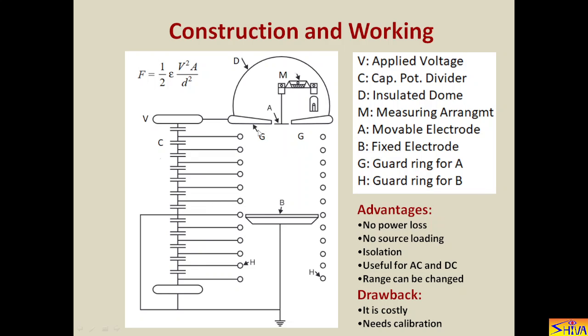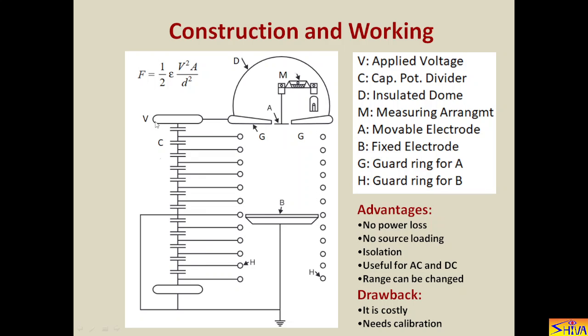Now G is guard ring, which is used to make electric field uniform around this movable plate. These are also guard rings, that is H, which are used to make electric field distribution uniform for these fixed plates. Now let us see how it works.